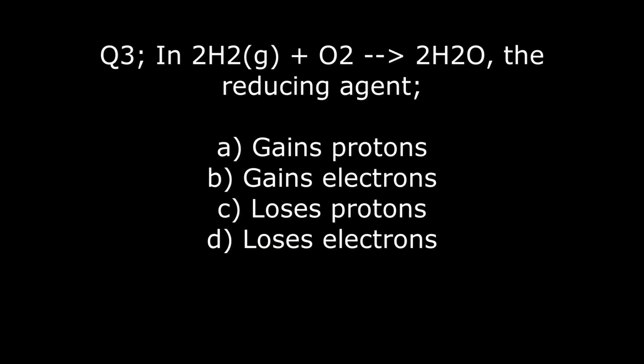Question number 3. In this reaction, the reducing agent, A, gains protons, B, gains electrons, C, loses protons, or D, loses electrons. The answer is D. It loses electrons because a reducing agent gets oxidized, and being oxidized means losing electrons.